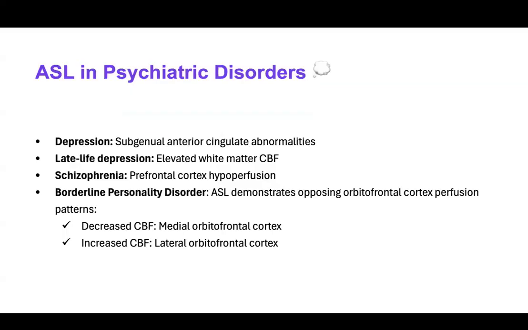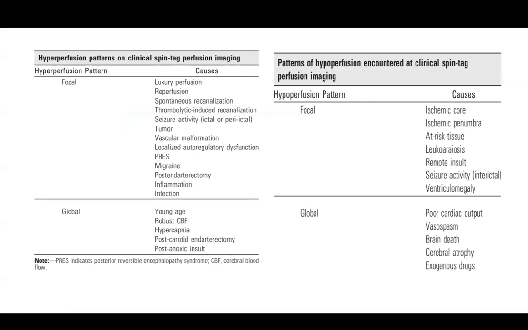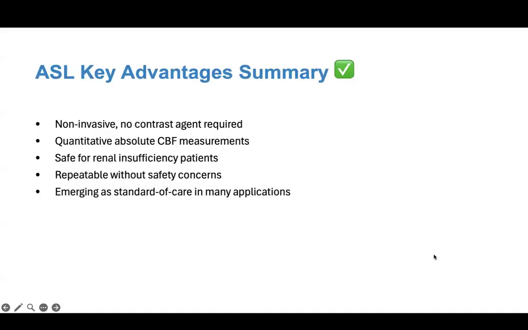ASL also has utility in psychiatric disorders. In ASL, we can have two patterns: a hyperperfusion pattern or a hypoperfusion pattern. Hyperperfusion patterns can be seen in reperfusion, recanalization, seizure during interictal and periictal phases, tumor, vascular malformation, and other areas. Hypoperfusion is seen in core and penumbra, tissue at risk, interictal seizure, poor cardiac output and vasospasms.